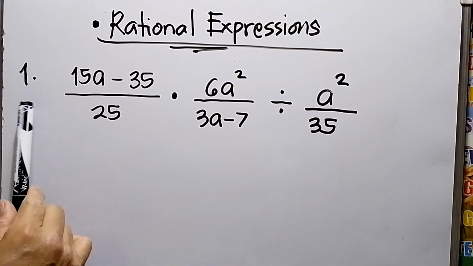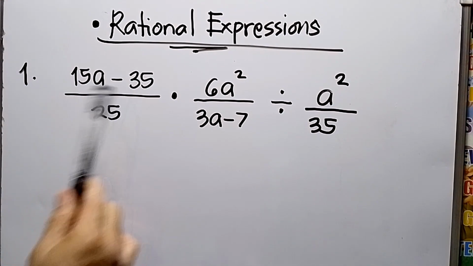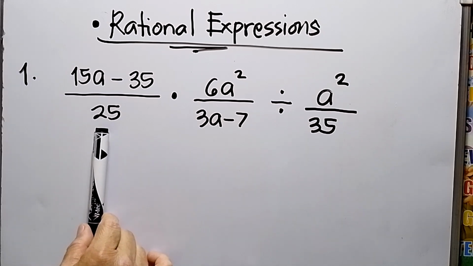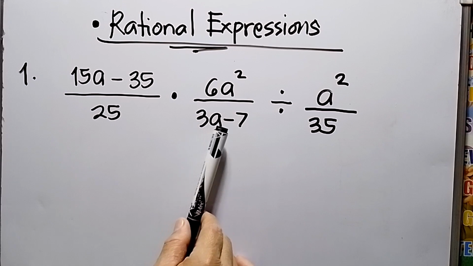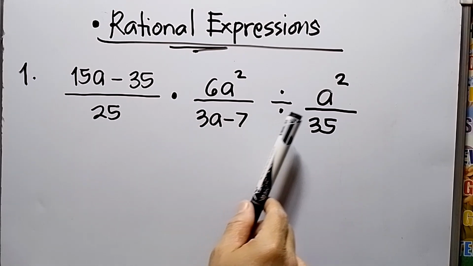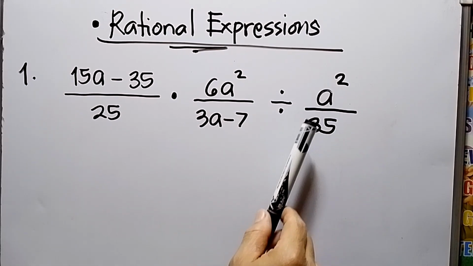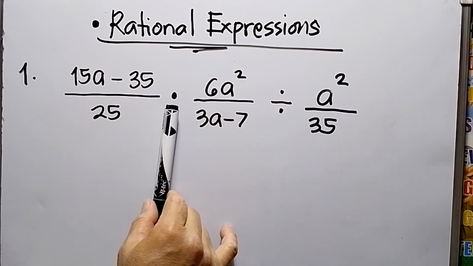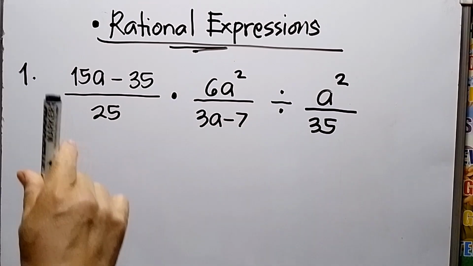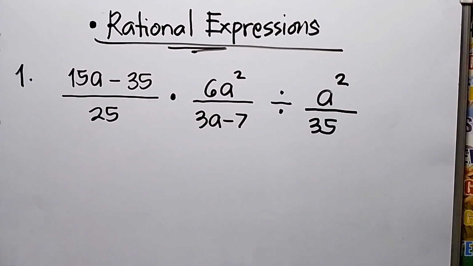So I have here number 1: (15a minus 35) over 25 times 6a squared over (3a minus 7) is divided by a squared over 35. Since we have two operations, multiplication and division, the first thing to do is factor out the numerator.